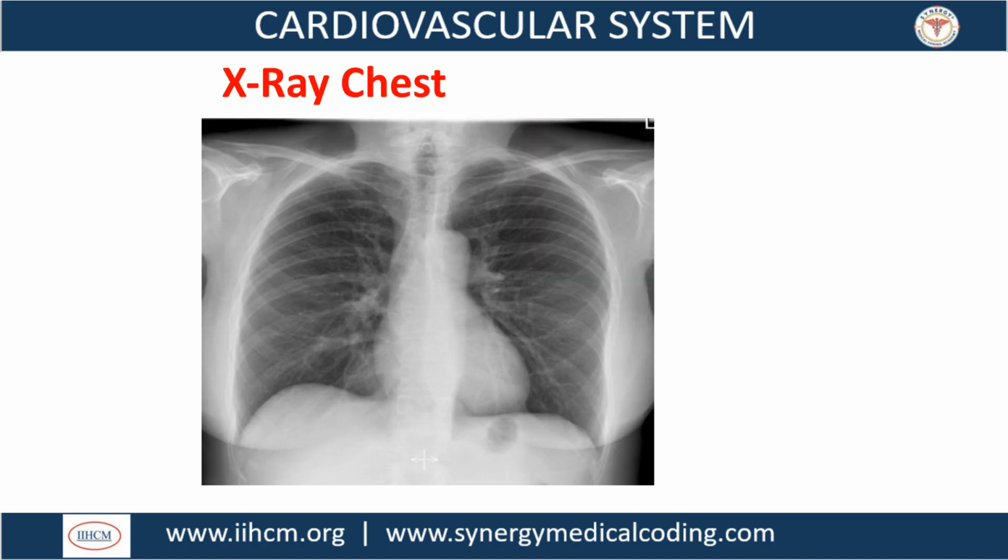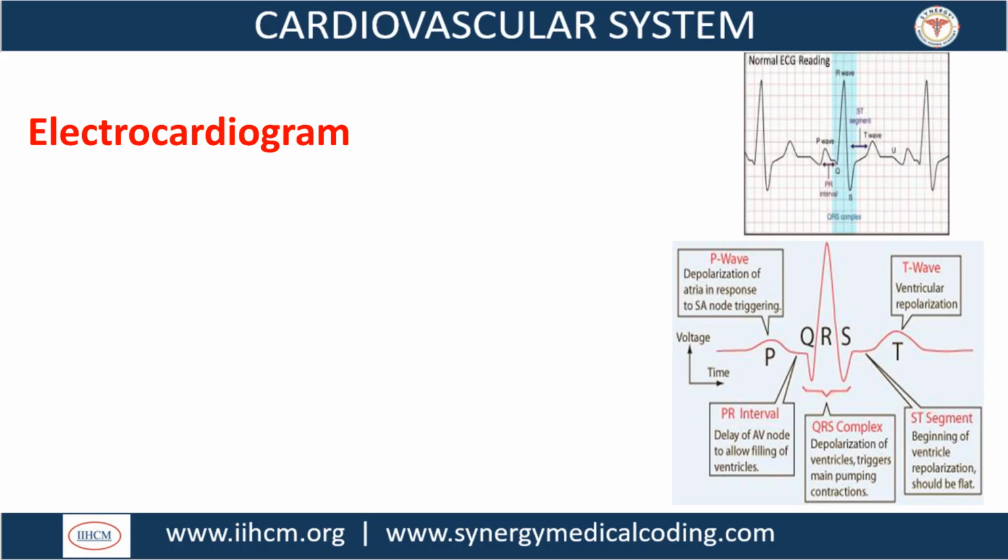A chest X-ray provides an image of the heart and surrounding structures, helping to identify issues like an enlarged heart or fluid in the lungs. An electrocardiogram, or ECG, records the electrical activity of the heart. The diagram illustrates the components of a normal ECG waveform, including the P wave, QRS complex, and T wave.